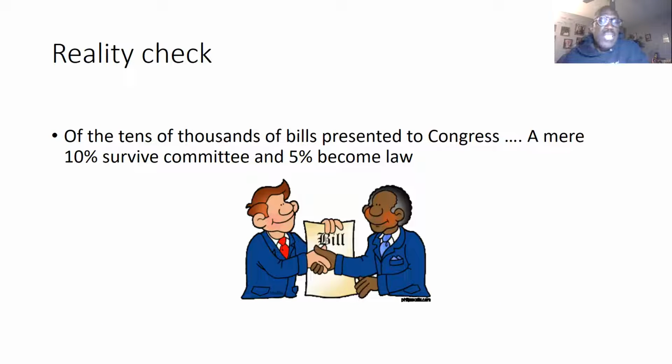Of the tens of thousands of bills presented to Congress at any given time, a mere 10% survive committee, and then another 5% become law. As you can see, there's a lot of weeding out. In your textbook there is a diagram that really illustrates how bills are presented, how they're passed, how they go to committee, whether they fail, when they fail. It's a very intense process of back and forth, which is why I think the rate of bills that actually become law, this 5%, is so small.